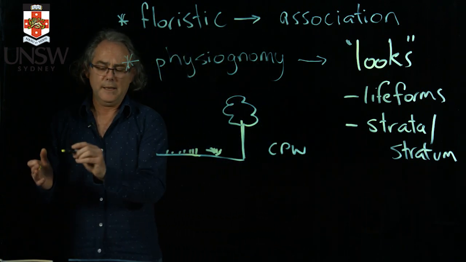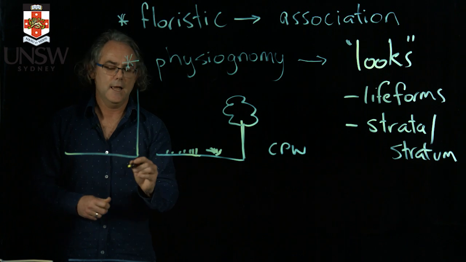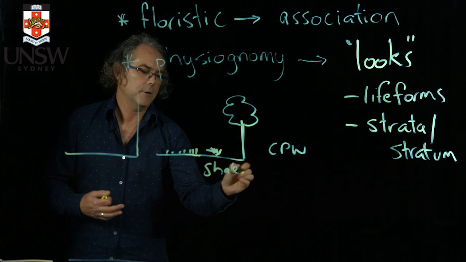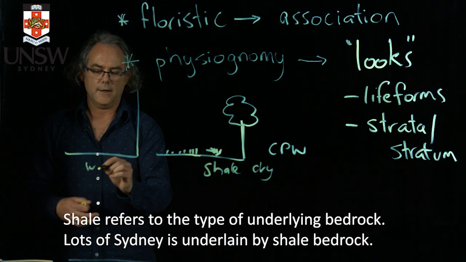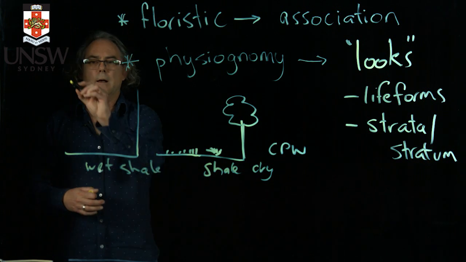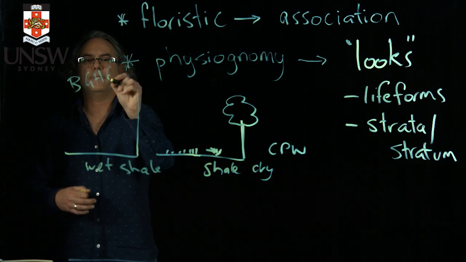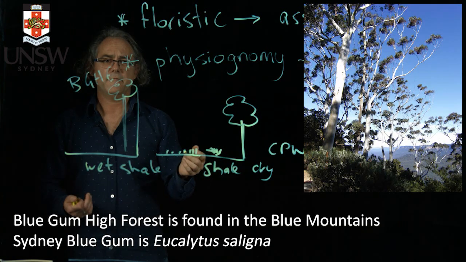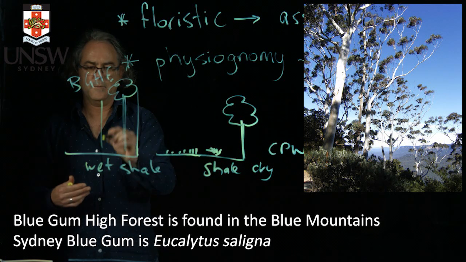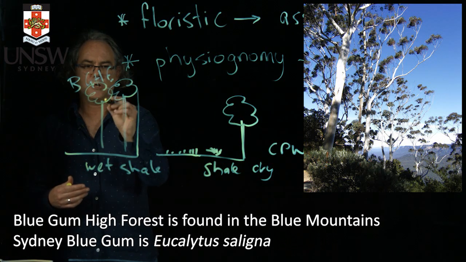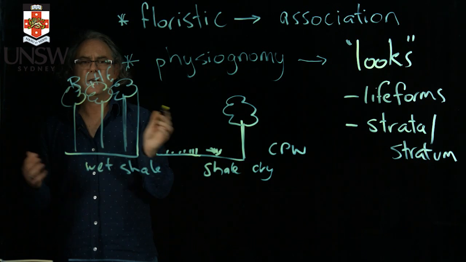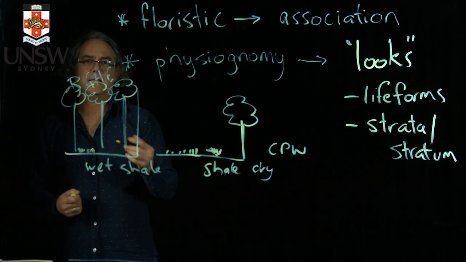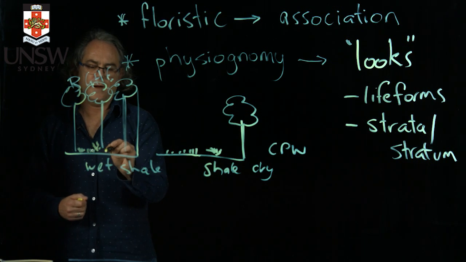And if I went to a completely different vegetation community in Sydney, another example, on shale. This is a shale community which is dry. If I went to a wet shale community, I could get blue gum high forest. High forest has these big, tall trees, like the Blue Gum Forest, if you've ever been up into the Blue Mountains. Amazing forest. Big, tall blue gums. It's got no shrubs, very rare little micro shrubs. It's got some grasses in there, and it's got ferns everywhere.